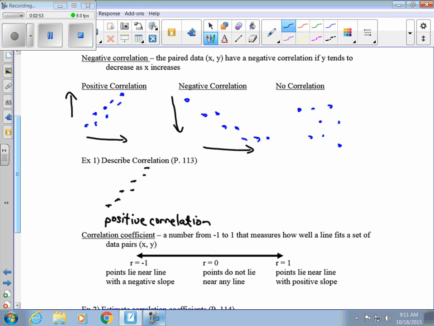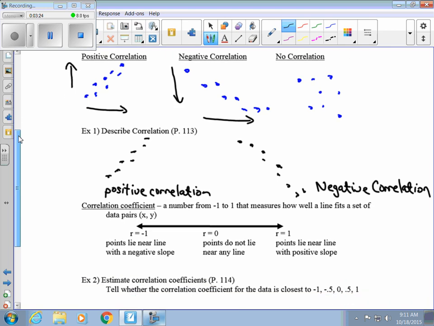The second graph looks something like this. And this is a negative correlation. So obviously the data goes down to the right. So as one variable increases, the other decreases.